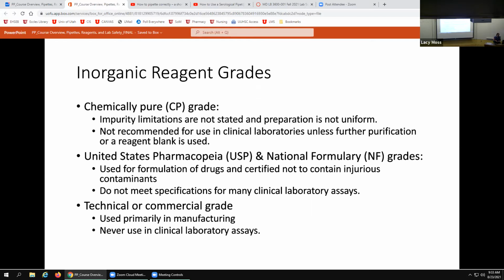You also have the USP and national formulary grades. These are usually used for making drugs, and they don't meet the specifications for clinical laboratory assays for the most part. And then you have technical or commercial grade, and these are used in manufacturing, and this is really not pure at all. So this would never be used in a clinical laboratory.